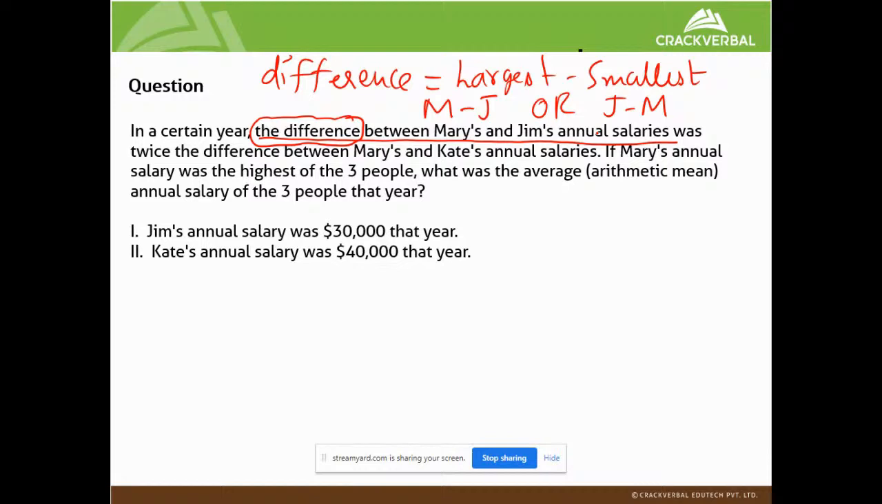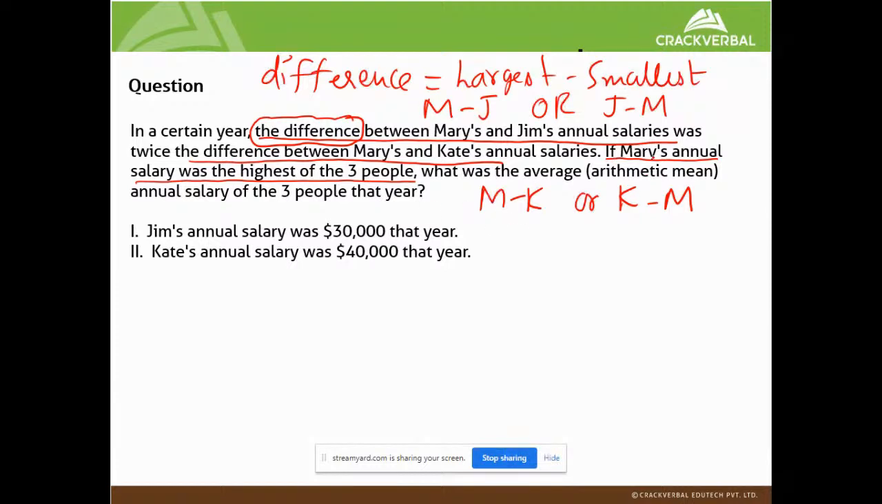So when you look at a phrase like the difference between Mary's and Jim's, resist the temptation of taking it as M minus J all the time. It could be J minus M as well. Similarly, the difference between Mary's and Kate's could be M minus K or K minus M. We don't know. When do we know? We come to know when we read the statement.